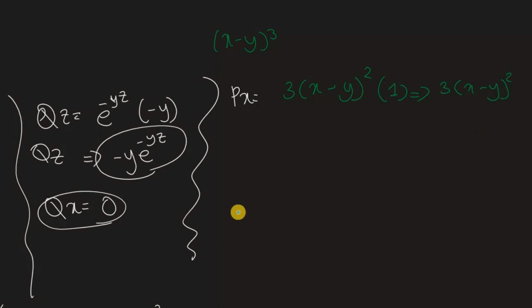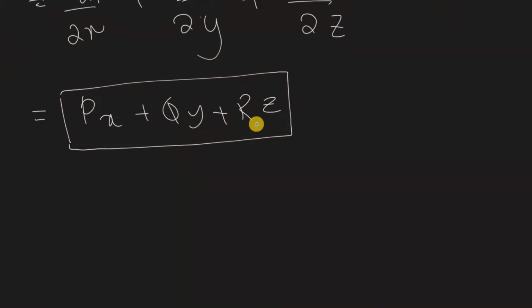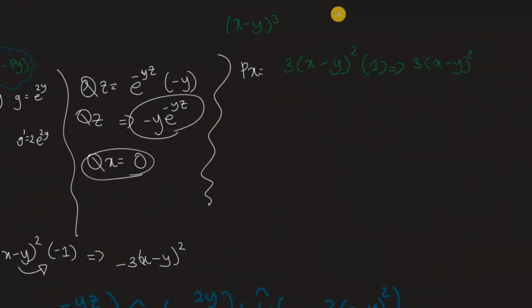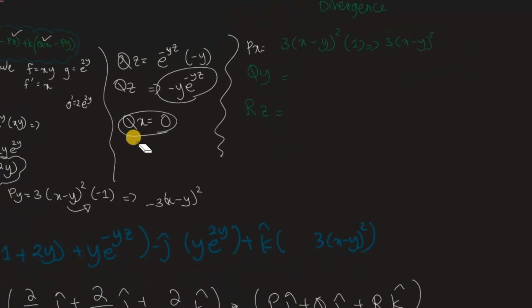Next, the formula says we need to find Q of y and R of z. Q of y is right over here, that I'm calculating for divergence. Q of y and R of z. So removing this, we have Q of y.